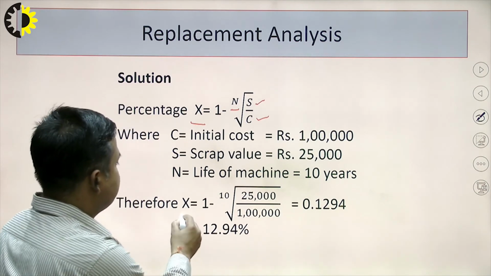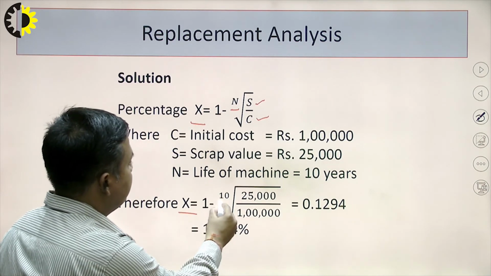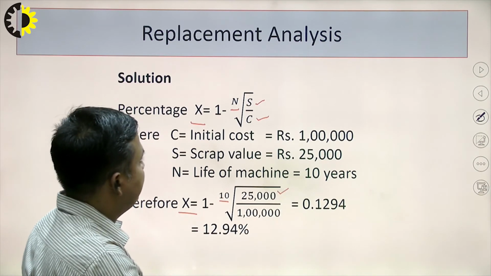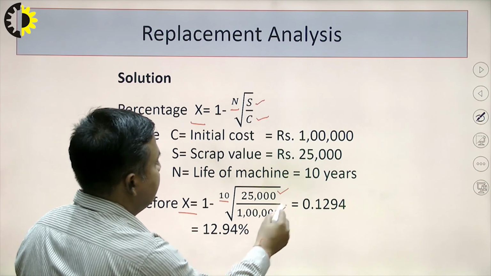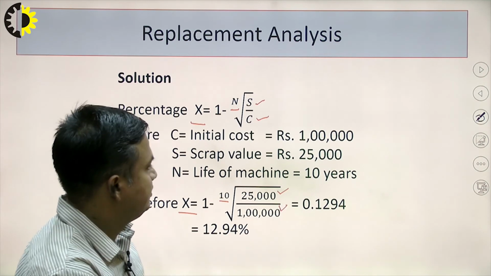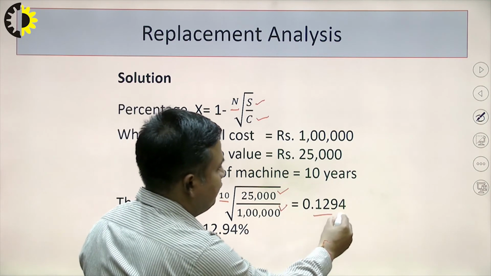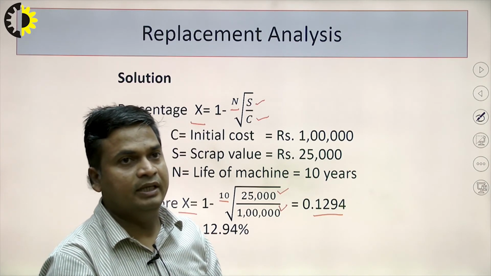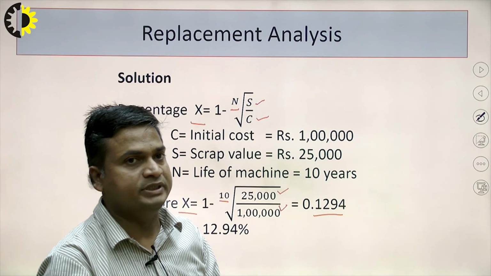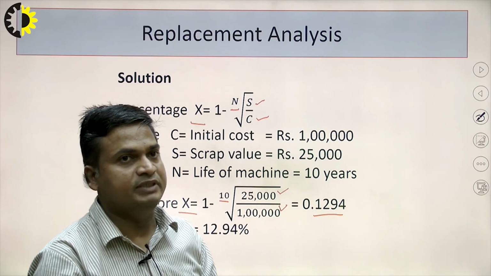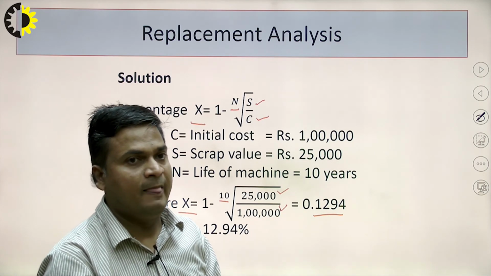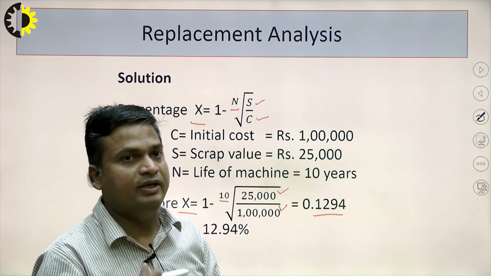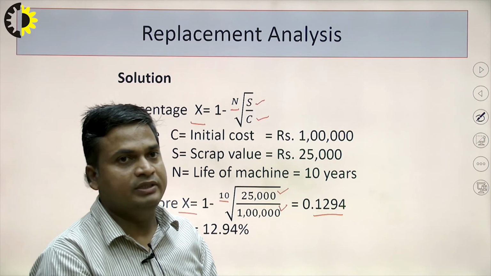Therefore, x equals 1 minus the 10th root of 25,000, the scrap value, divided by 1 lakh, the cost, and it is 0.1294 or 12.94%. It means that every year the value of the machine decreases by 12.94%. So, after each year, the value of the machine will change.